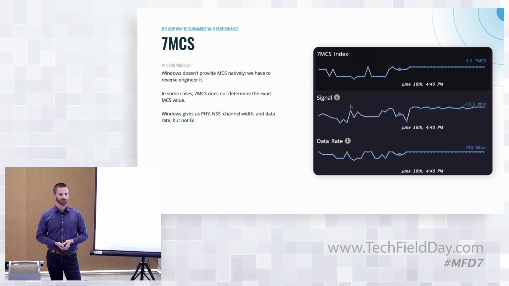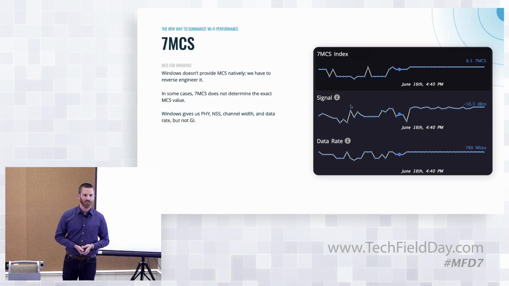Pretty cool. So how did you reverse engineer the Windows MCS? Which data are you using? The data rate? Yes, we're using the PHY in use, NAC AX, the spatial streams, the active connection channel width, and the data rate. So you're getting all of that data from the client? Yes.